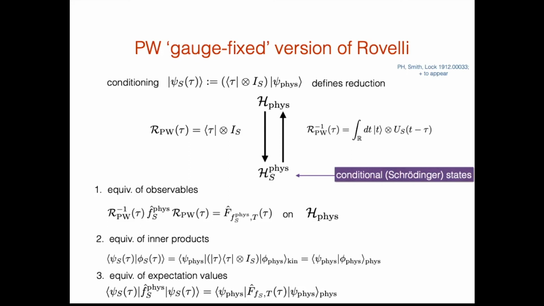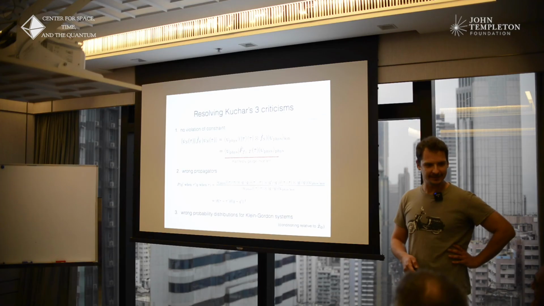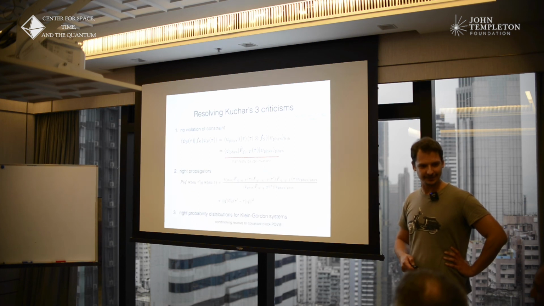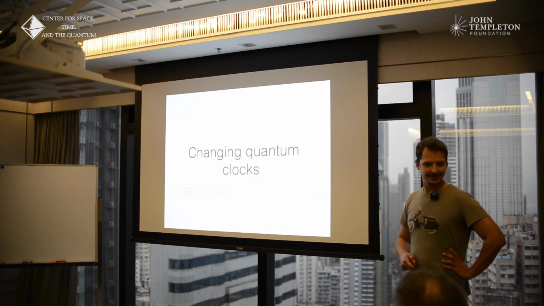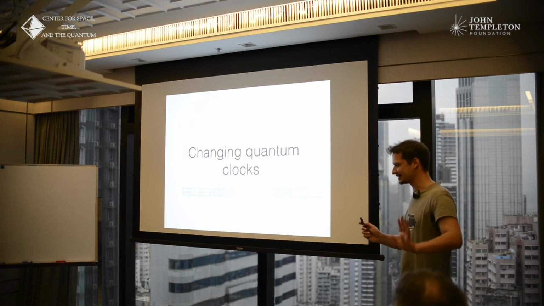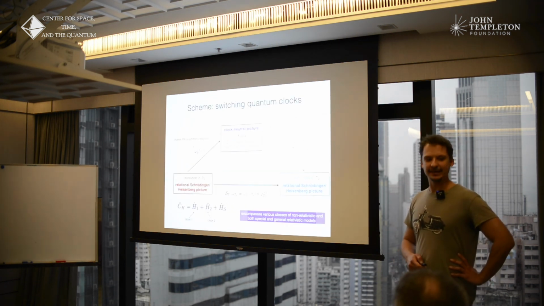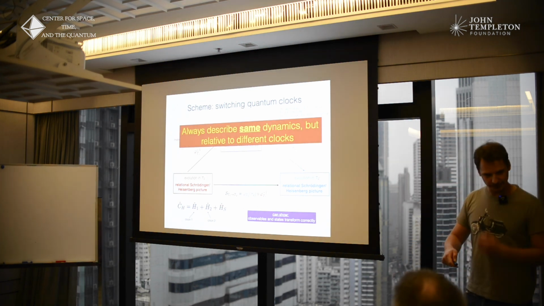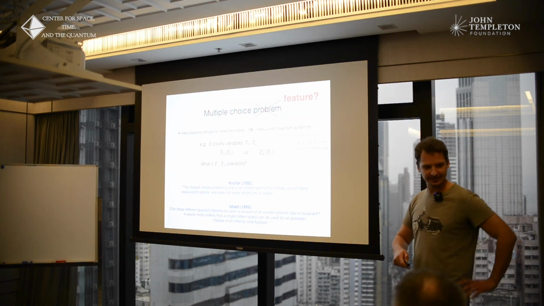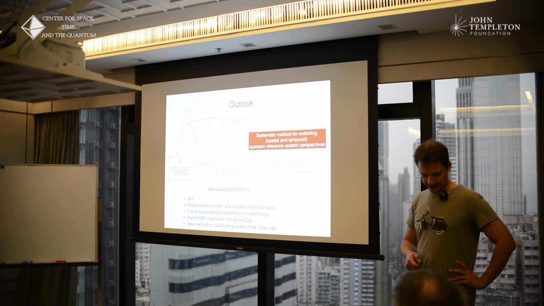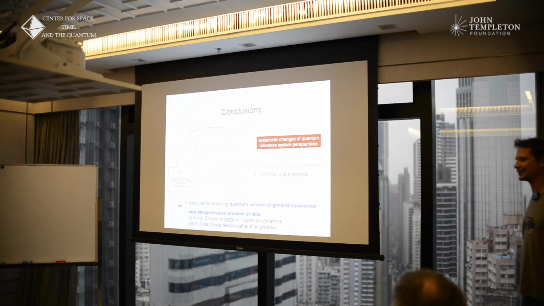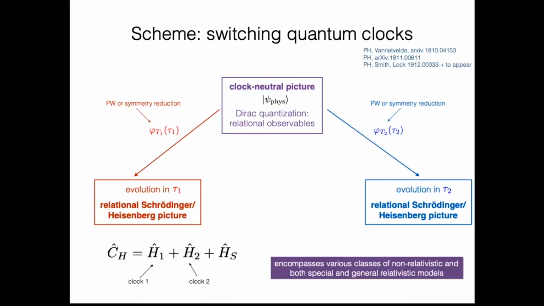Yeah, so I guess I have to finish. So one can thereby resolve all these criticisms. Let me just go very quickly to the end. One can change quantum clocks by using these ideas that I introduced before, choosing different subsystems. And then, yeah, here are the conclusions. Let me just conclude. Yeah, thanks for your attention.